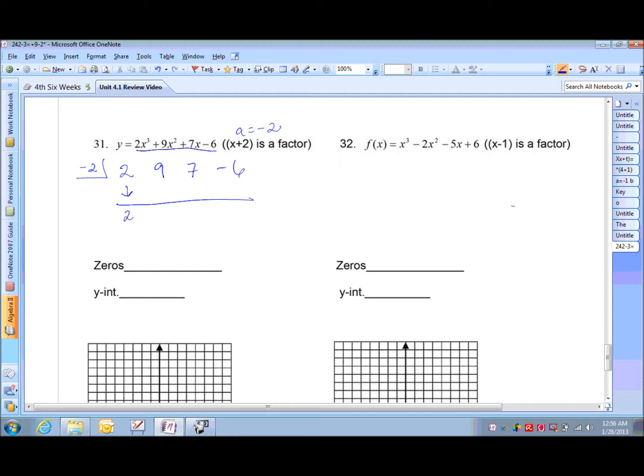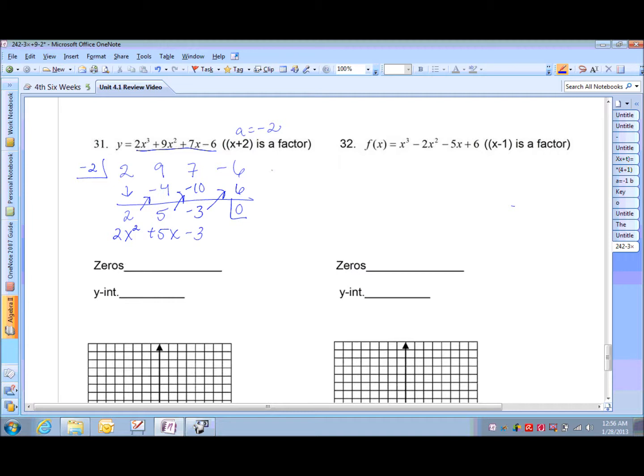We pull down the 2. 2 times negative 2 is negative 4. 9 plus negative 4 is not negative 5, it's 5. And negative 2 times 5 gives you negative 10. And 7 plus negative 10 is negative 3. And negative 3 times negative 2 is 6. And negative 6 plus 6 is 0. So we are left with 2x squared plus 5x minus 3.